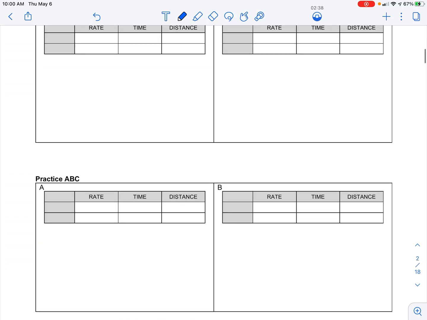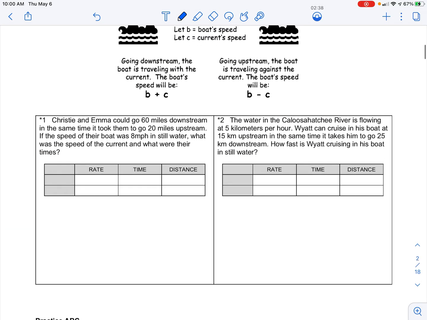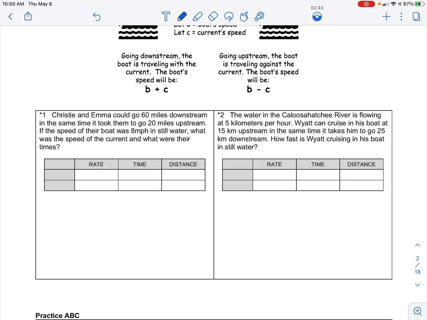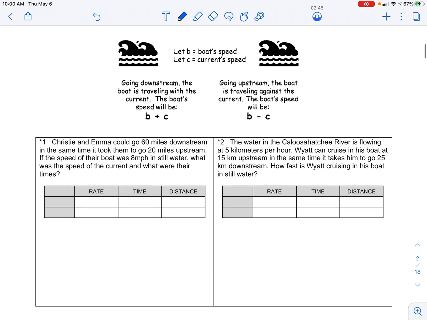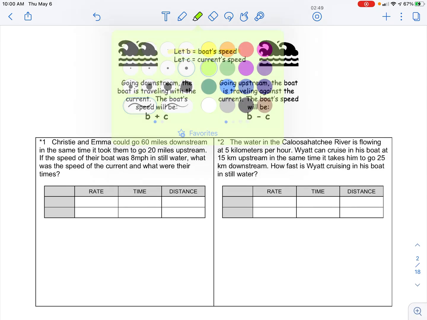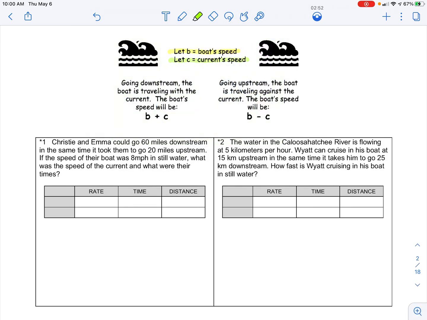There are a couple little formulas that help us keep this straight, and those are written at the top of your packet. If you're going downstream, B represents the boat, and C represents the current speed. So you take the boat plus the current downstream. However fast your boat's traveling plus the rate of the current will give you the rate of the boat's travel.